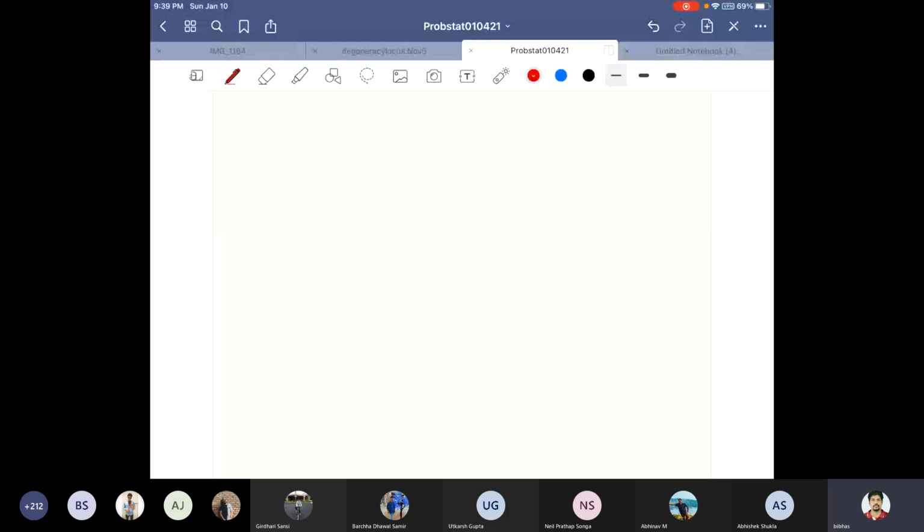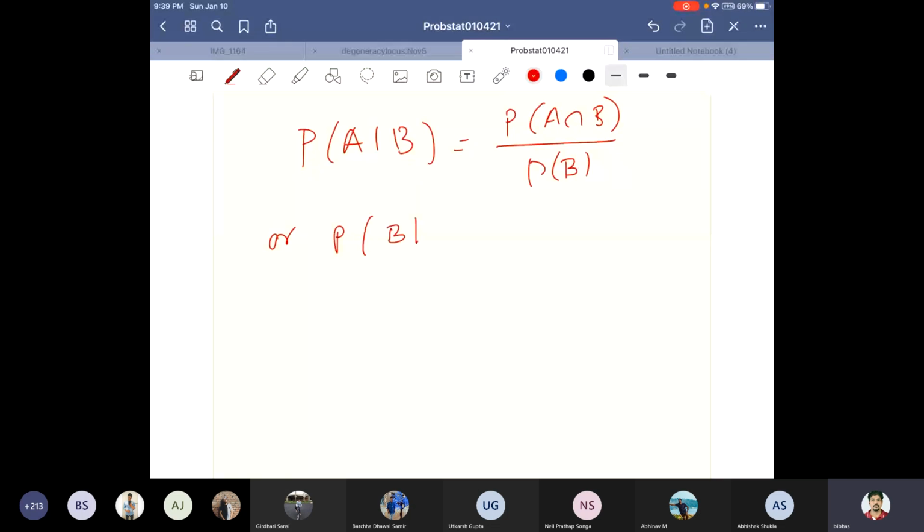So basically, here I said this: P of A intersection B divided by P of A. I can prove this, but let us say this is my definition, because I use that as a definition. Or I can say this probability of B given A is equal to probability of A intersection B divided by probability of A.